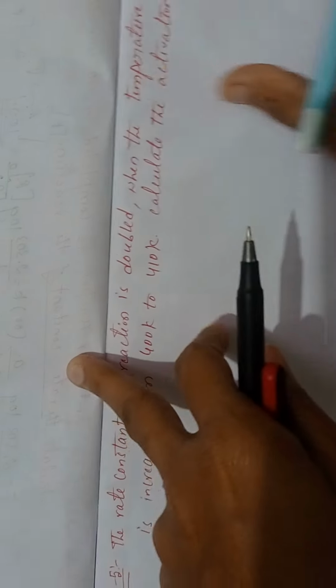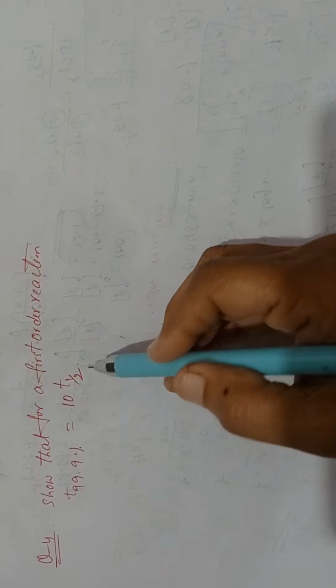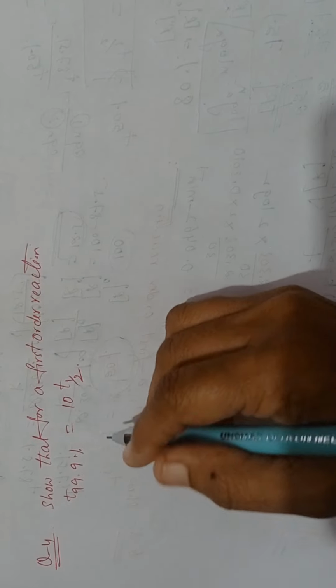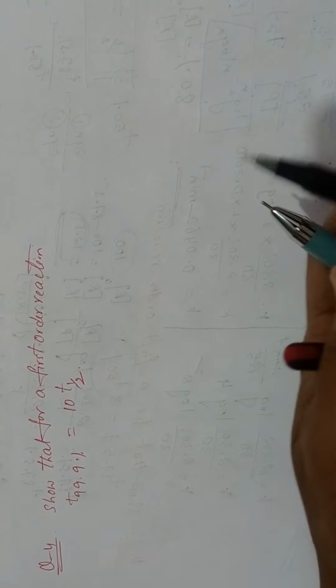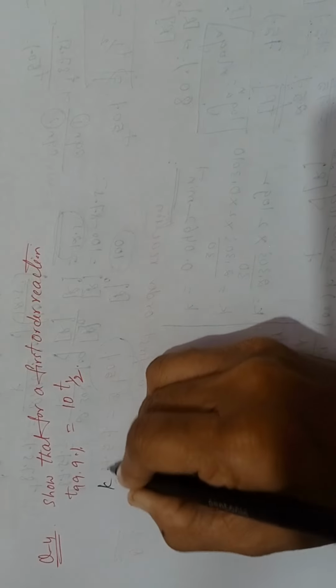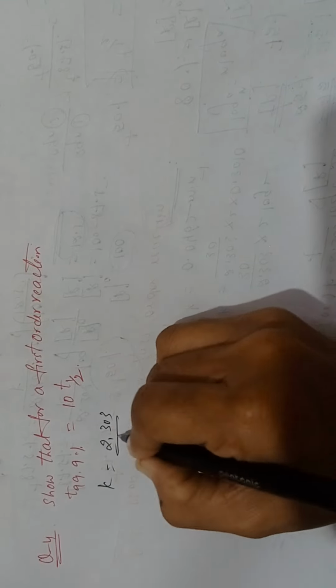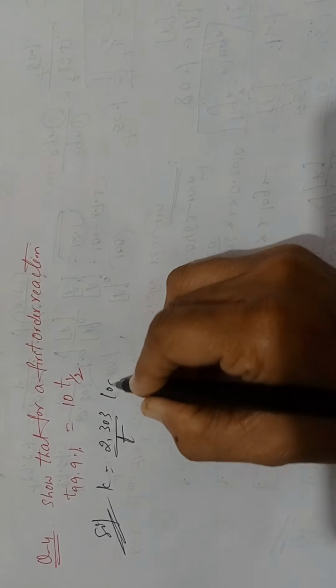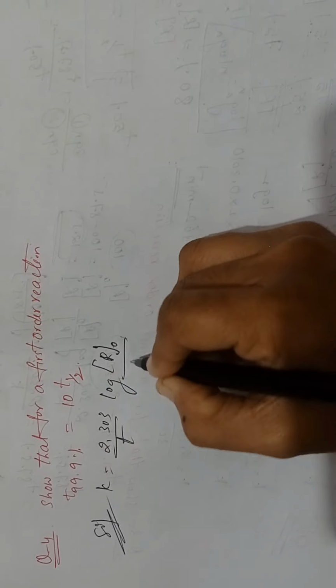Now coming to the fourth model problem. See here. Show that for a first order reaction, T 99.9% is equal to 10 into T half. Same model problem, students. Here also you have to find T 99.9%. What is the formula, students? K is equal to 2.303 by T into logarithm of R naught by R.